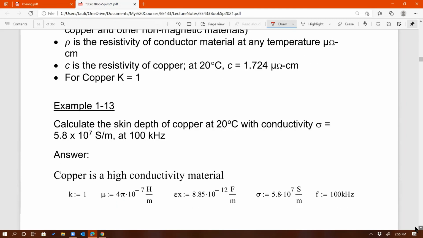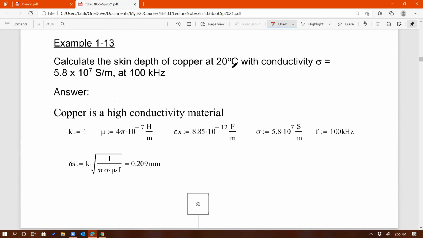Okay, let's see. Calculate the skin depth of copper at 20 degrees Celsius with conductivity, this one is sigma, sigma equals 5.8 times 10 to the 7, at 100 kilohertz. So going into this equation, one of the equations on the previous page, for high conductivity material, K is equal to 1. I use MATCAT, by the way, and then mu, epsilon, sigma, and then F. Plug into that equation, I get 0.209 millimeters for the skin depth.